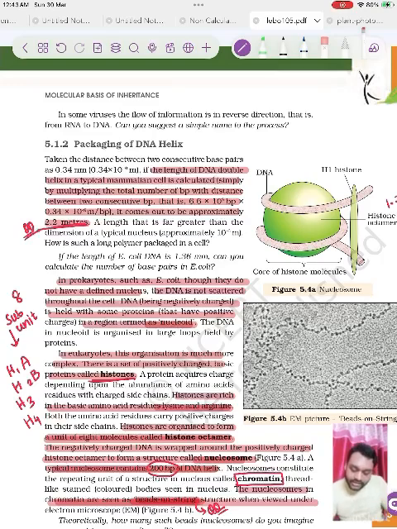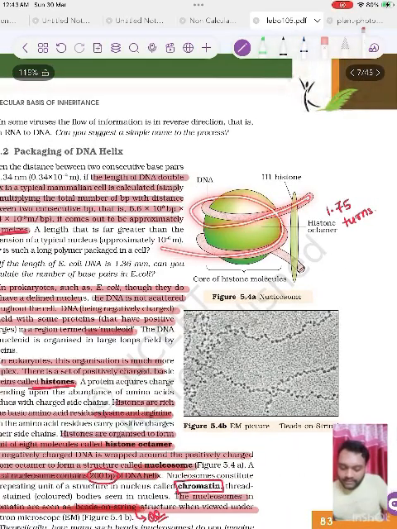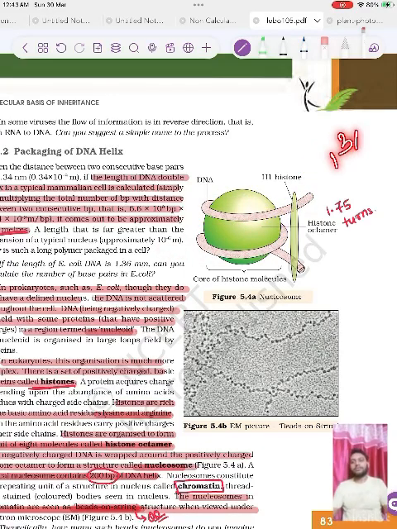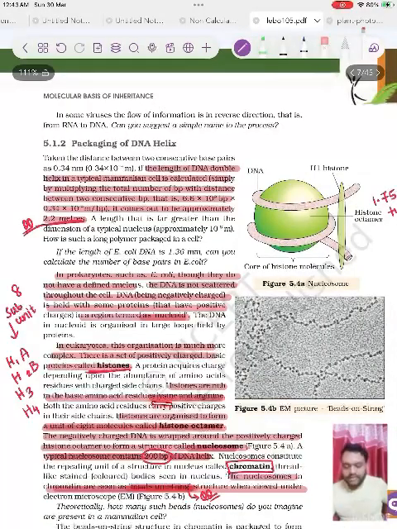The DNA will be coiled around this in 1.75 turns. That means 1 full and 3/4 turns. Histones are rich in basic amino acids, mainly residues of lysine and arginine. This has been asked many times: what are the components of histone proteins?